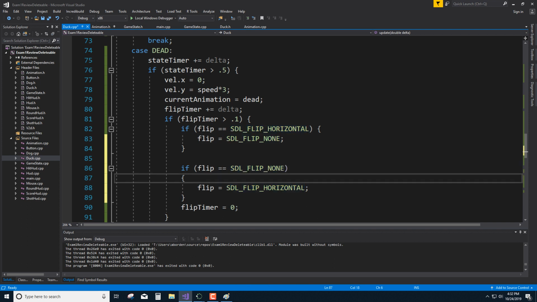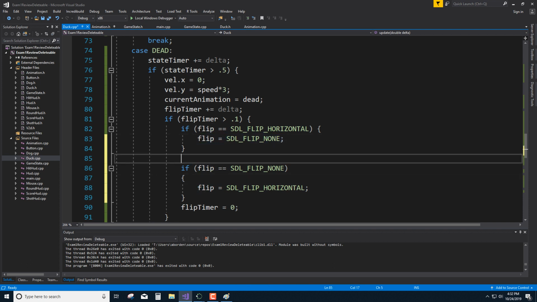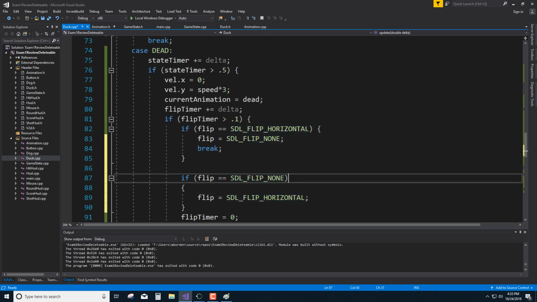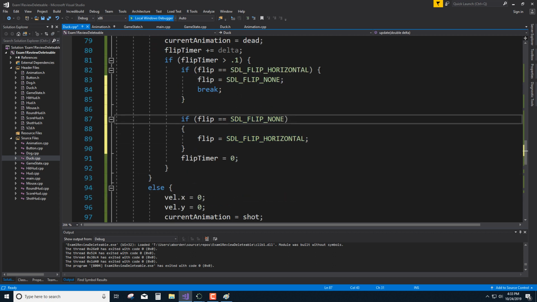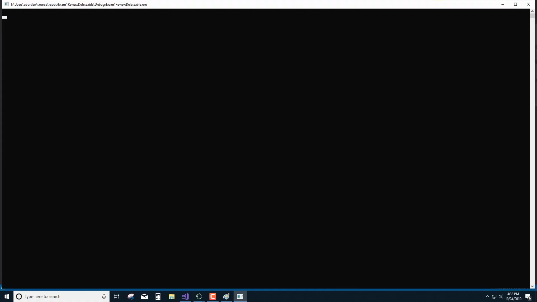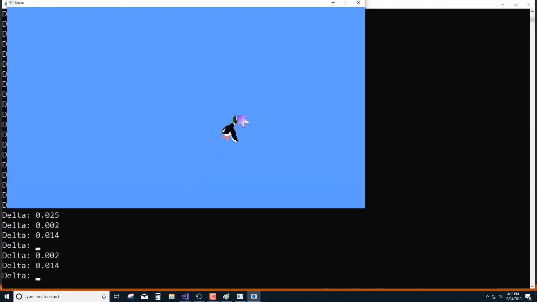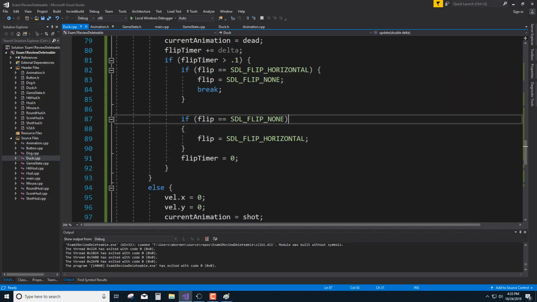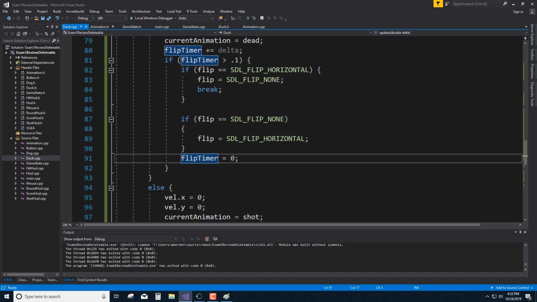To prevent this from going from here straight into here, we need to break after this right here. Because otherwise, it will jump straight into here and flip him right back. All right, I think that will work. All it does is once. He's flipping really fast. Well, it flips like once for me and then stops.